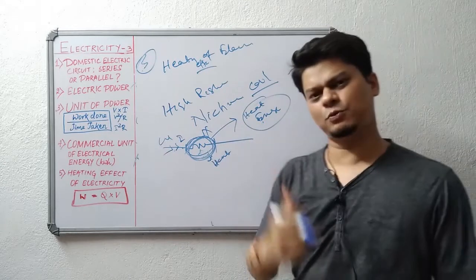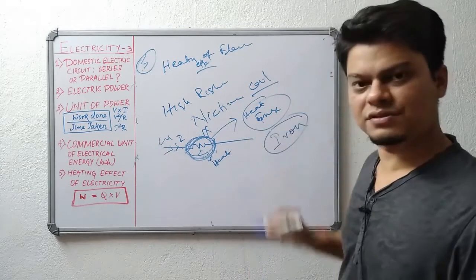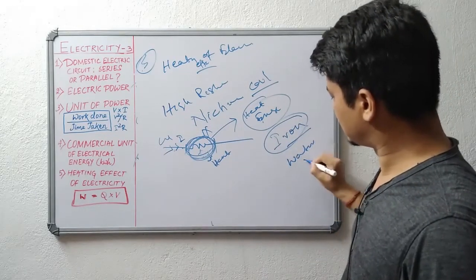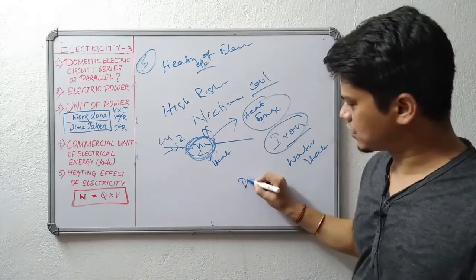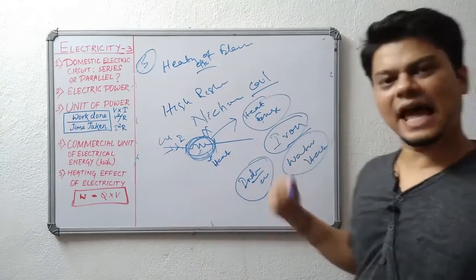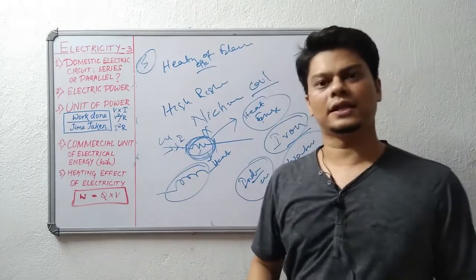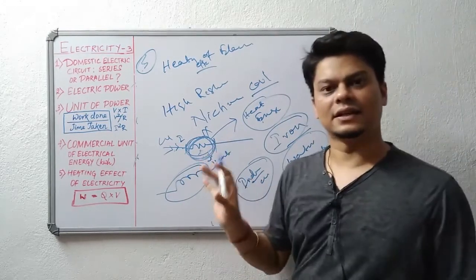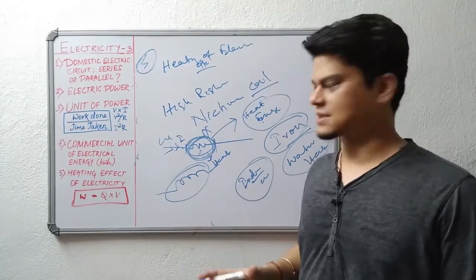Where will you use this heat energy? We use irons to press our clothes, we use water heaters, and even induction cookers. What do they have? They have a coil inside, a nichrome coil, a very big coil. This produces heat, and that heat energy is used for our daily purposes.